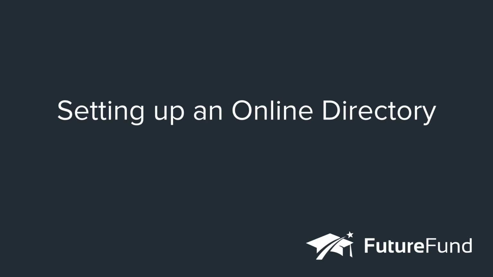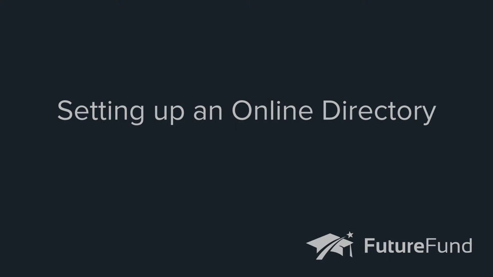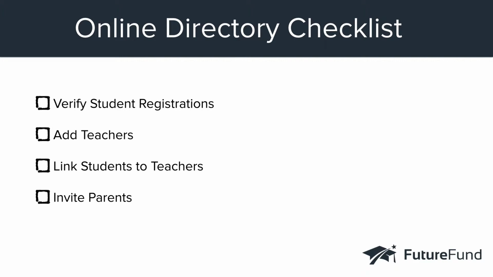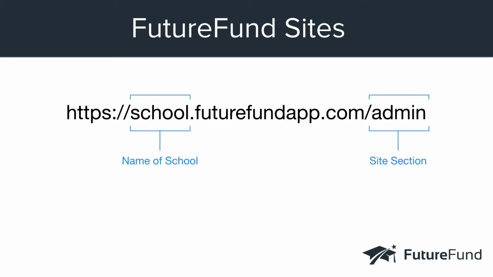Today we'll be covering how to set up an online directory. There are 4 activities we're going to cover as we set up our directory. First, verifying students are registered. Next, adding teachers. Linking students to teachers. And finally, inviting parents.